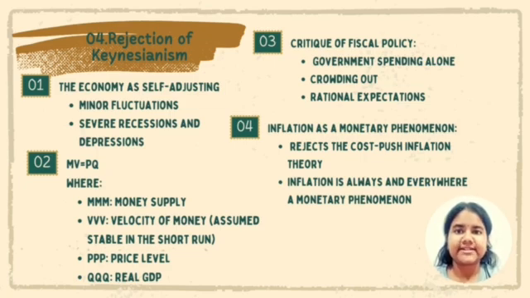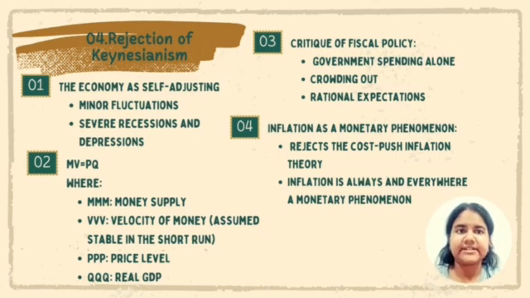Minor fluctuations are small deviations in economic activity. For example, temporary dips in output or employment are seen as self-correcting. For instance, a short-term drop in demand may lead to price adjustments that restore equilibrium. For severe recessions or depressions, unlike Keynesians who attribute deep downturns to inherent instability or drops in aggregate demand, Chicago economists argue that these crises typically result from inappropriate monetary policy.